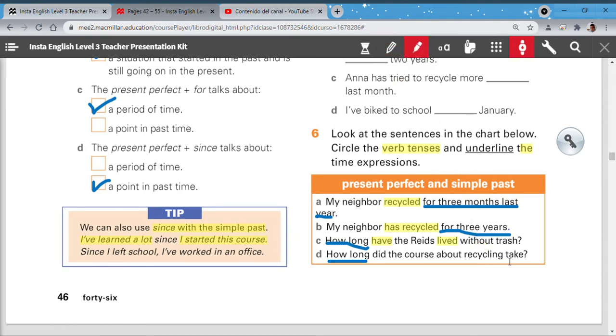Take is a possibility and did. Okay, that is correct. Be careful, it could be present perfect or simple past.